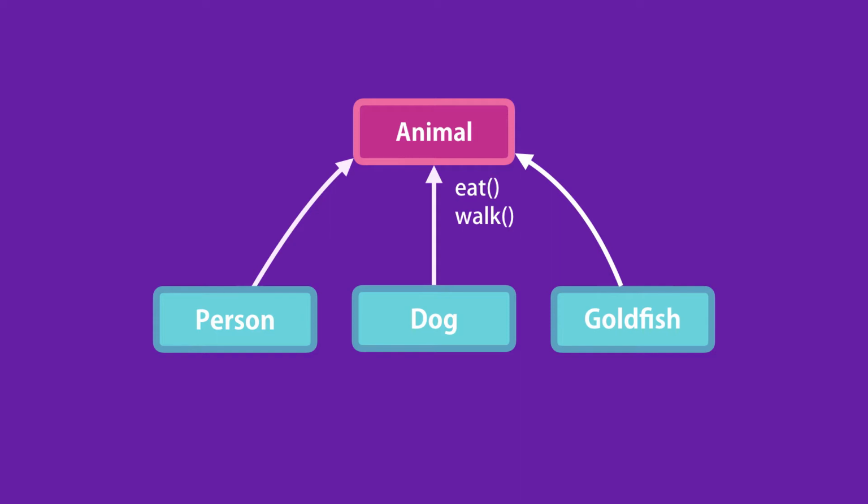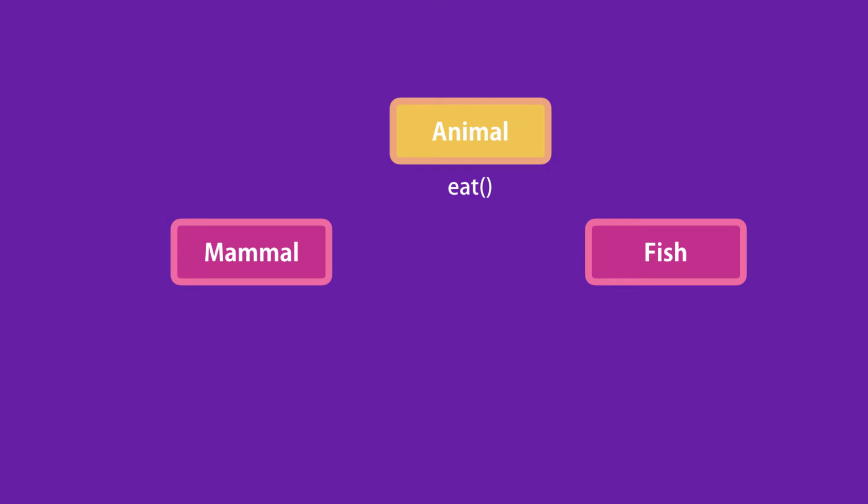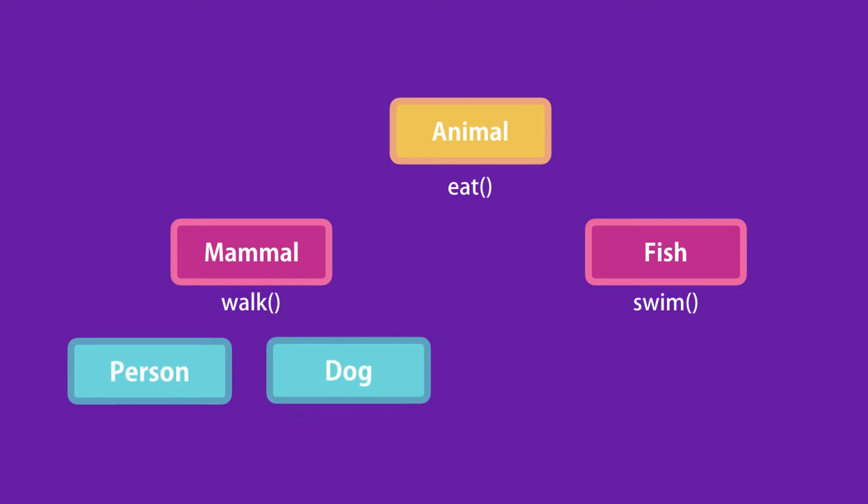So, to solve this problem, we need to change our hierarchy. On the top, we should have the animal object with the eat method. Under that, we're going to have two objects, mammal and fish. Mammals can walk, fish can swim. And then we can have person and dog derived from mammal, and goldfish derived from fish. See what happened? As a result of introducing a new kind of animal, that is goldfish, we had to change our hierarchy, and now this hierarchy is more complex than what we had before.